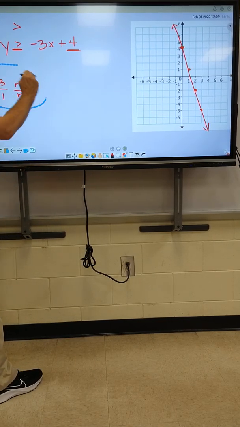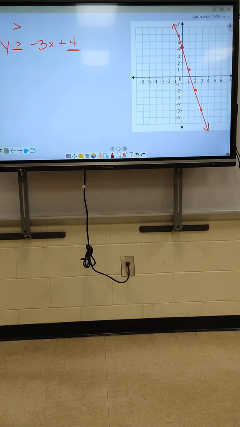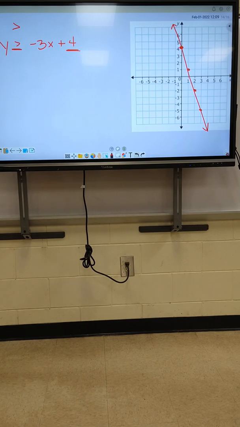All right. We got one more thing. We're either going to shade above the line or below the line. How do you know? What's that sign say? It says greater than or equal to. Look on the board. If it's greater than, common sense tells you, you go up. Greater you go up, less than you go down. So we got to shade up.